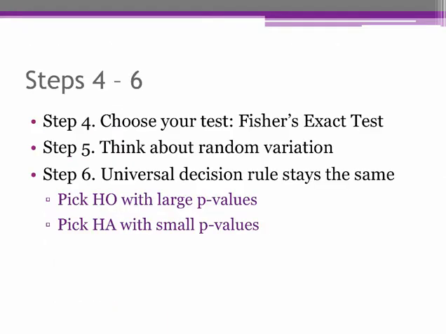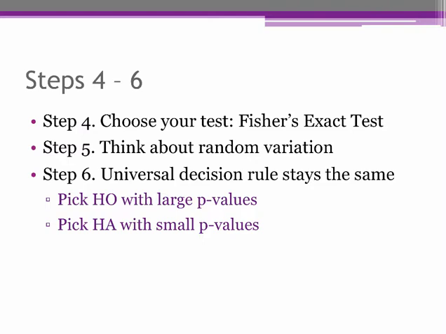Steps 4 through 6 remain the same, with the simple alteration to step 4, that our test, instead of chi-square, is Fisher's exact test. So step 4 is pick your statistic. Ours is a Fisher's exact test. Step 5, again, think about observed minus expected. If our observed and our expected are close, then we expect zeros in those differences. And a small total in a Fisher's exact as well will lead us to go with the null hypothesis.